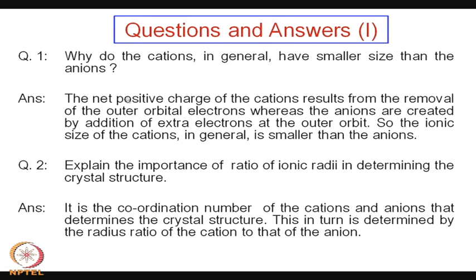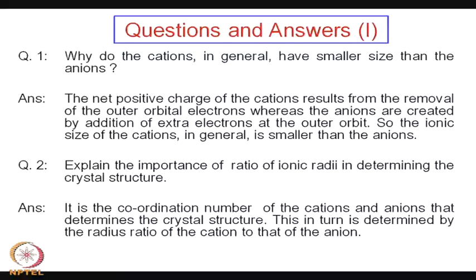The first question is, why do the cations in general have smaller size than the anions? Because we have seen earlier that the atomic arrangement of any oxide or compound contains cations and anions. I am discussing this question because we have seen the size ratio has a very important role to play in determining the crystal structures.